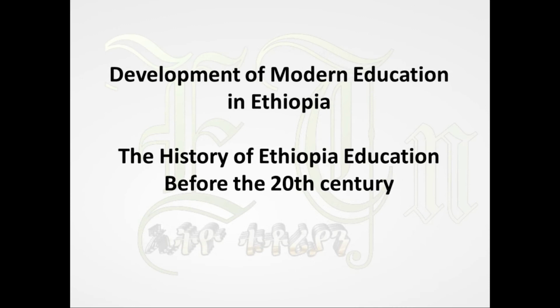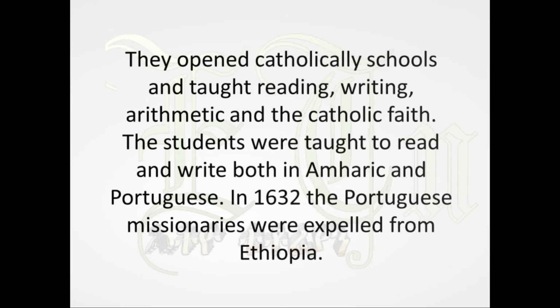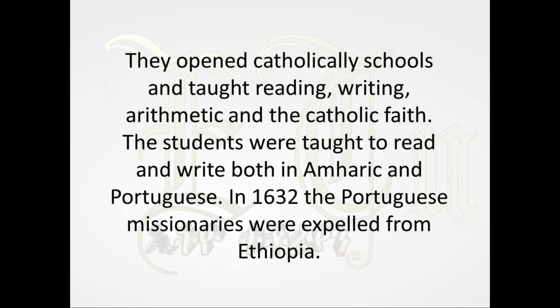Development of modern education in Ethiopia. The history of Ethiopian education before the 20th century. Western education was introduced into Ethiopia through Portuguese missionaries, starting from the 16th century. The first group of missionaries was Portuguese Jesuit missionaries. They opened Catholic schools and taught reading, writing, arithmetic and the Catholic faith. The students were taught to read and write both in Amharic and Portuguese.